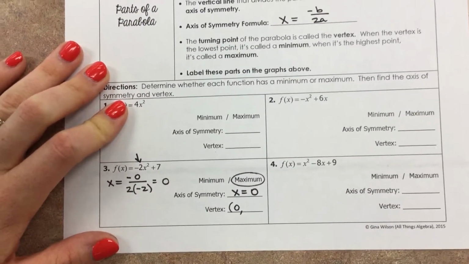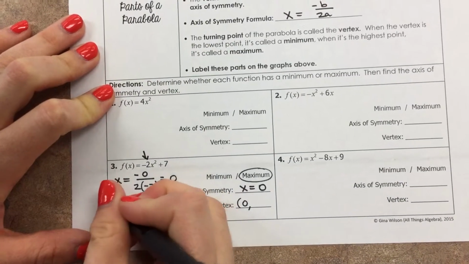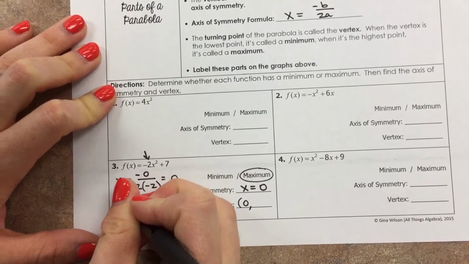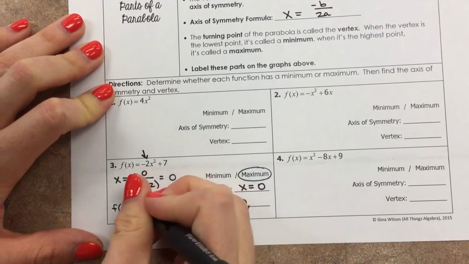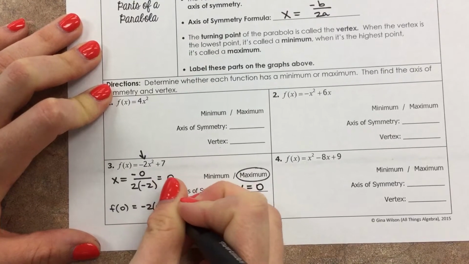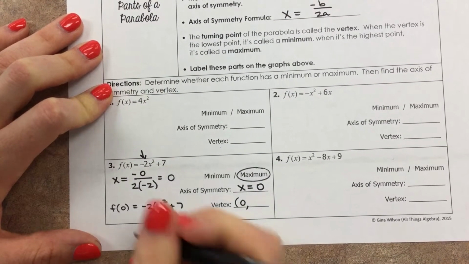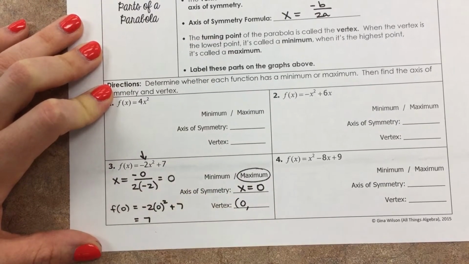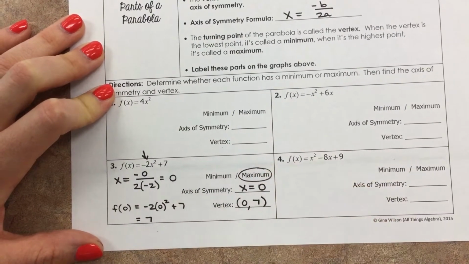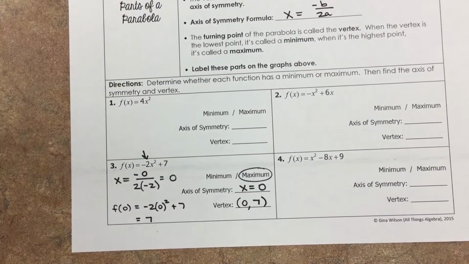Then what I do is take that 0 and plug it into my equation. My vertex is what I get when I plug 0 into this equation. So -2 times 0 squared and then plus 7. This whole thing ends up being 0, and then plus 7 means I get 7. So my vertex would be 0, 7. That on the next page is going to be the first step to how we plot these functions.